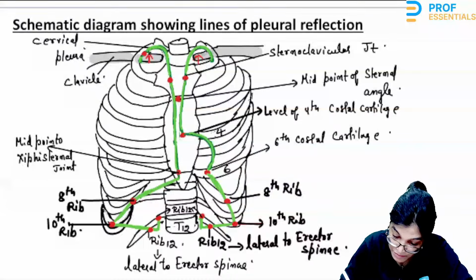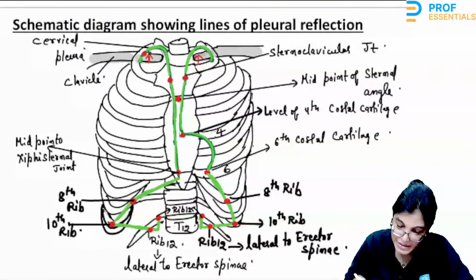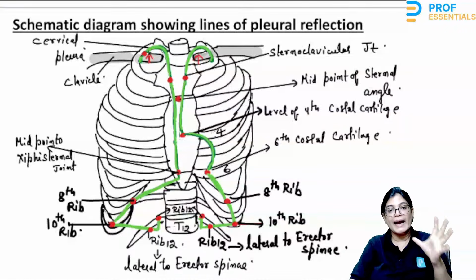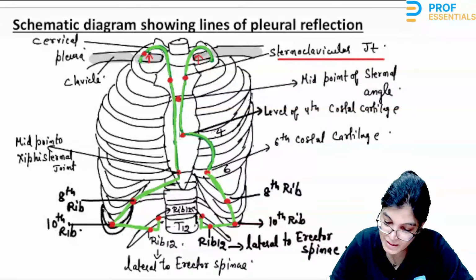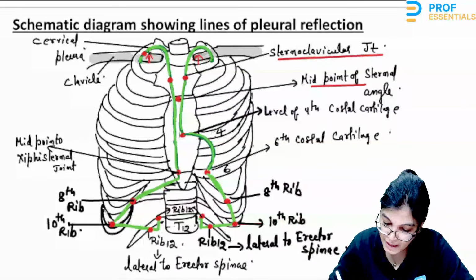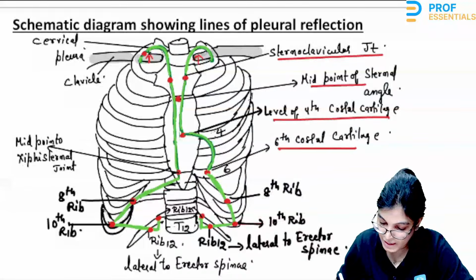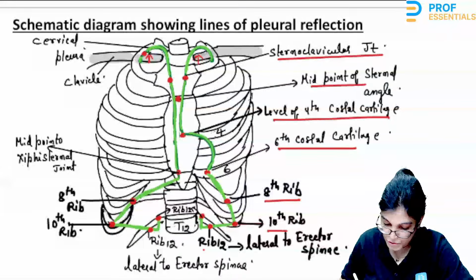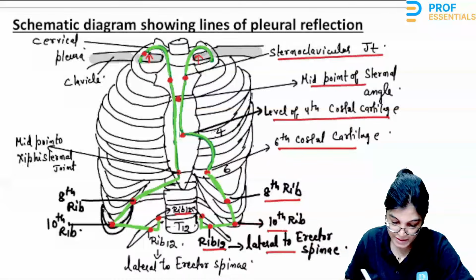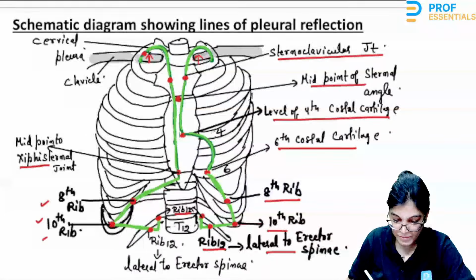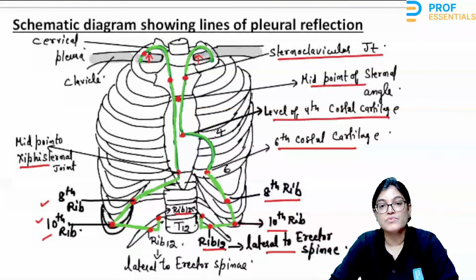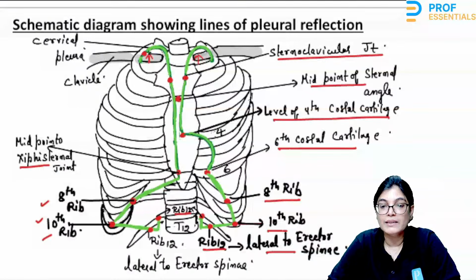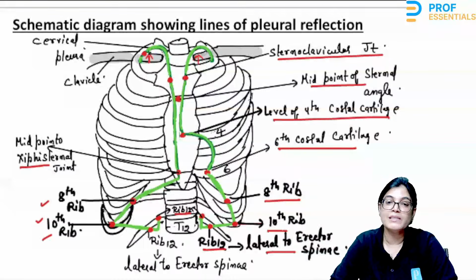Okay. If you draw a diagram like this, it should not be beautiful, but it should be anatomically correct. So basically the important points which I have marked are the sternoclavicular joint, midpoint of sternal angle, level of fourth costal cartilage, sixth costal cartilage, eighth rib, 10th rib, 12th rib, lateral to erector spinae muscle, mid. All these which I have marked show you the points of the pleural reflection which you have to make. This is a very, very important diagram, and it is very important that you make the diagram like this. And it's not difficult. If you know the points, it becomes easy for you.